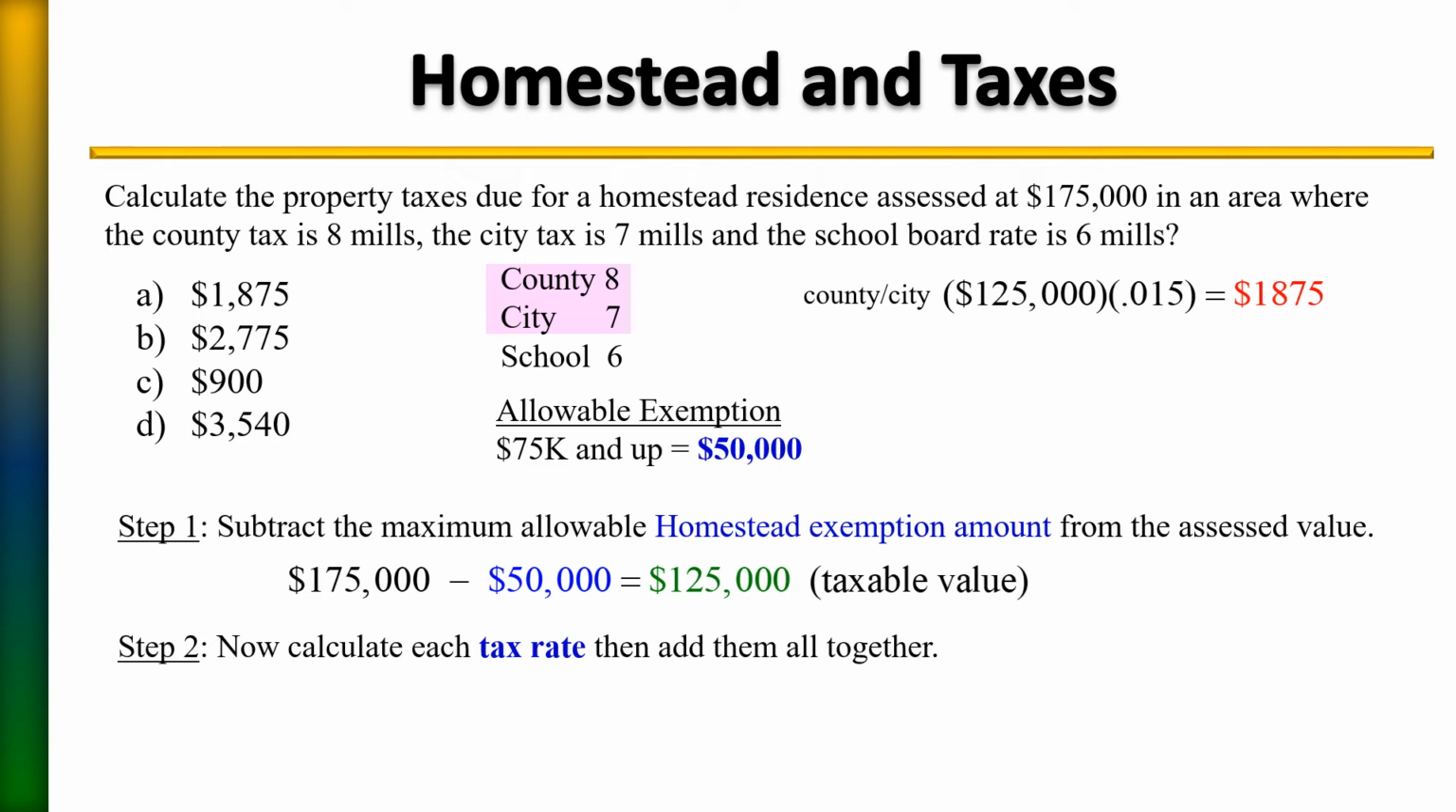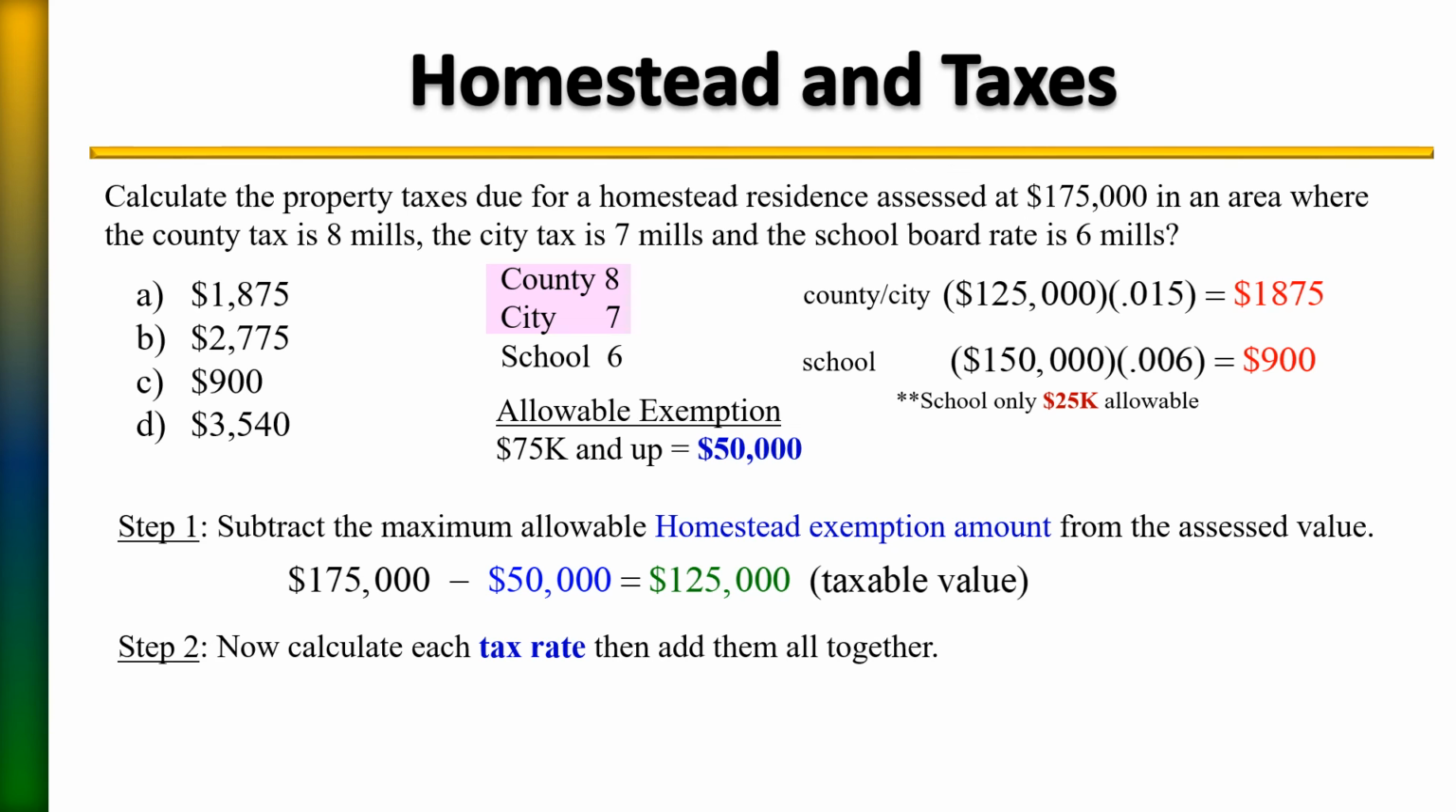Lastly, let's go ahead and calculate the school board rate, and that's 6 mills. However, that's not going to be 125 times 0.006, because with the school board, recall that the maximum homestead that you can claim is 25,000. So it's going to be your original 175 minus 25,000, which is going to give you 150,000.